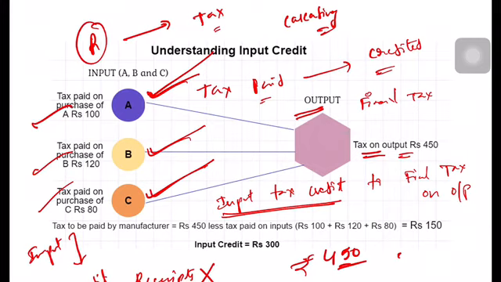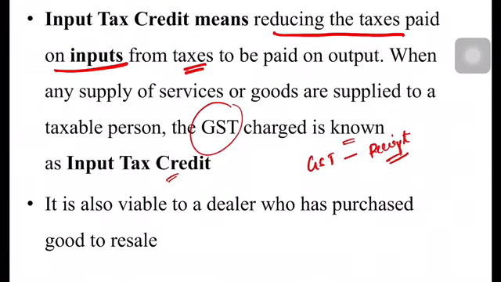Whatever tax you already paid on the inputs, if you show the receipts, that tax will be credited to your final tax on the output. So from the final tax, this initial tax will be deducted. That's why it is called input tax credit, which you have to understand. That's why it is also viable to be a dealer who has purchased goods to resell.